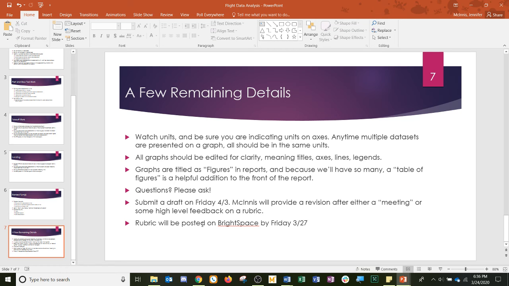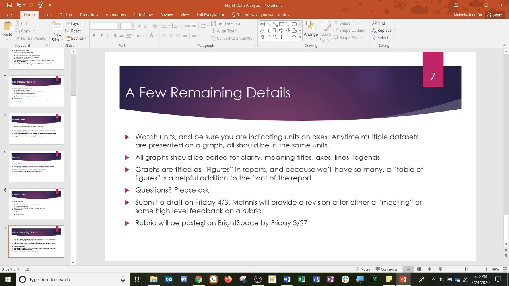Graphs need clarity. Give them titles, axes, lines, and legend. Check those lines. They might need legends. The lines, what I mean there is make sure the lines are clearly distinguishable and easy to look at. They're also titled as figures in reports, and so make sure that you give each a figure number and a caption. And I encourage you to include a table of figures in the front of the report.